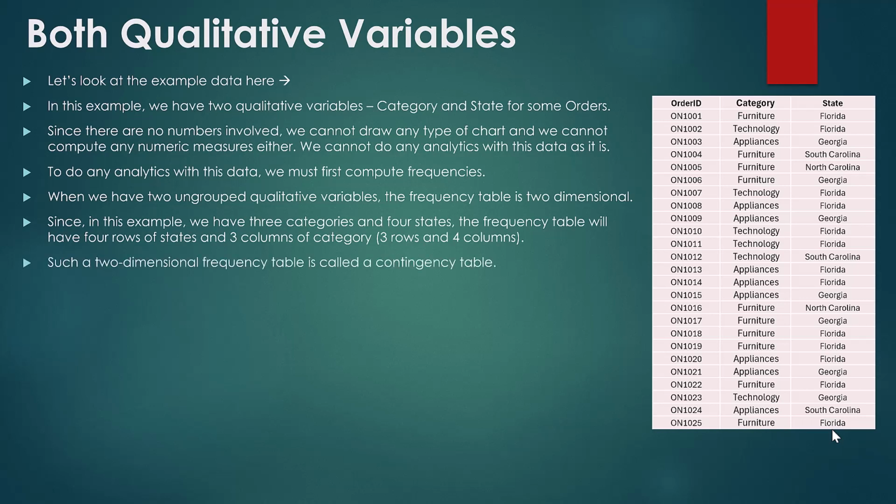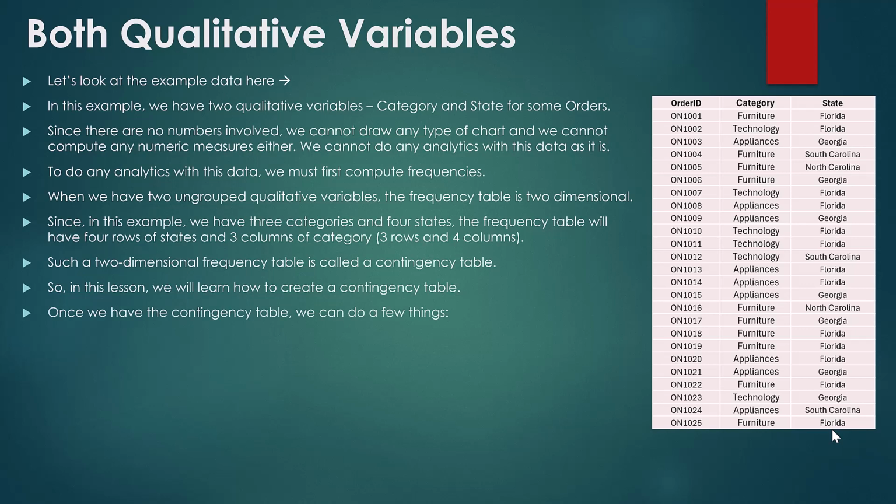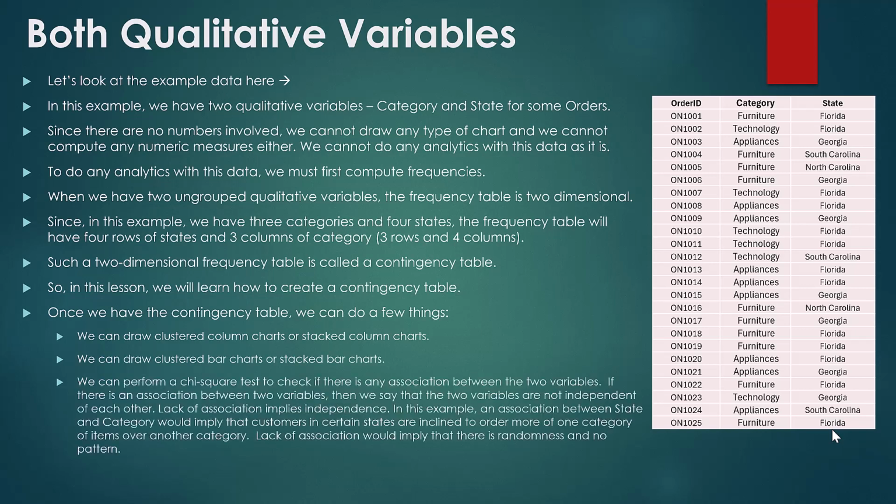So such a two-dimensional frequency table has a name. It's called a contingency table. So in this lesson, we will learn how to create a contingency table and then what to do once we have the contingency table. So once we have the contingency table, we can do a few things. We can draw clustered column charts or stacked column charts. We can draw clustered bar charts or stacked bar charts. We can perform a chi-square test to check if there is any association between the two variables.